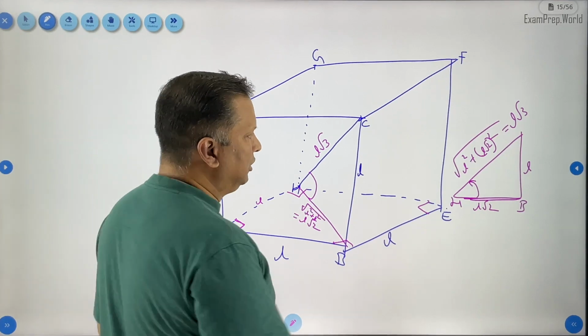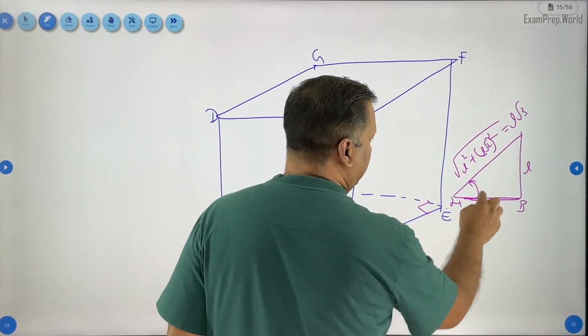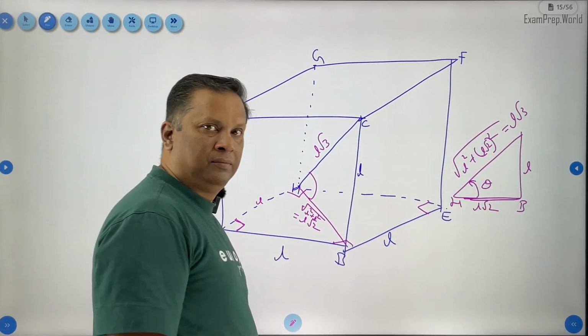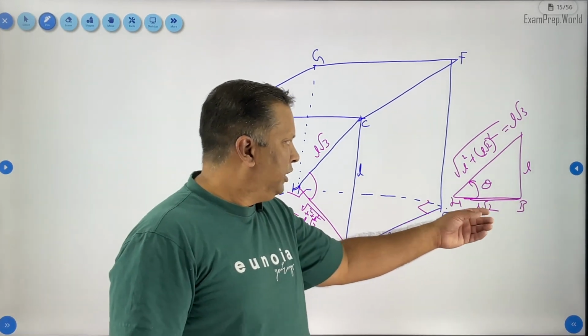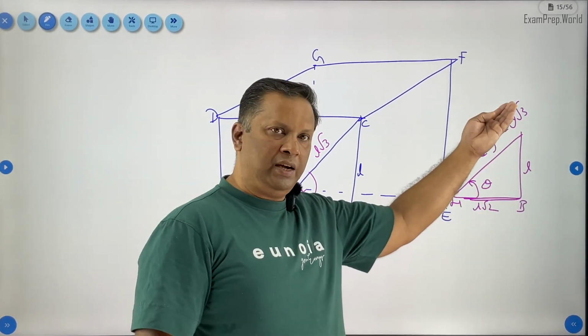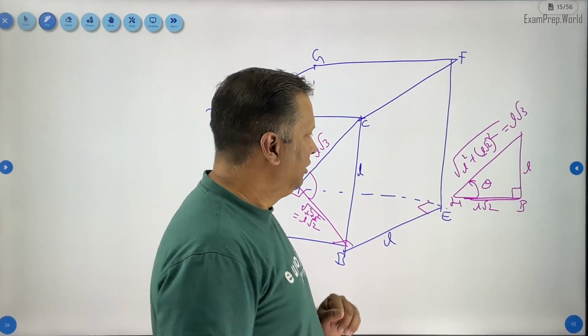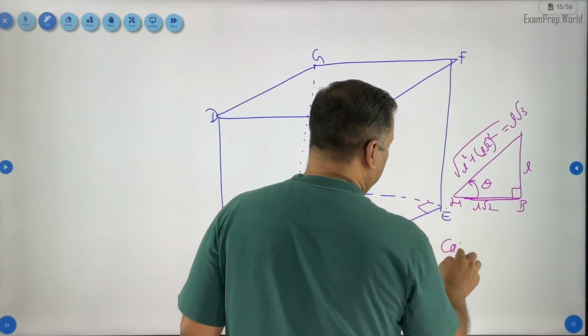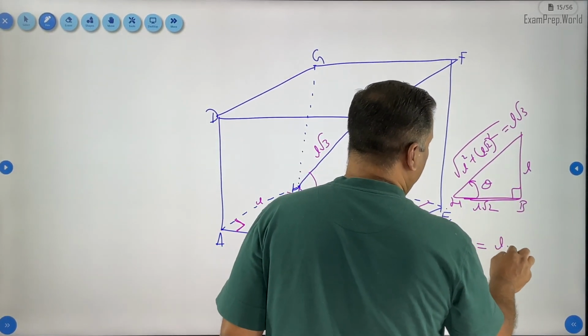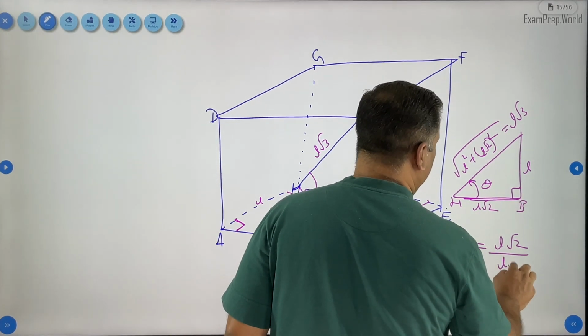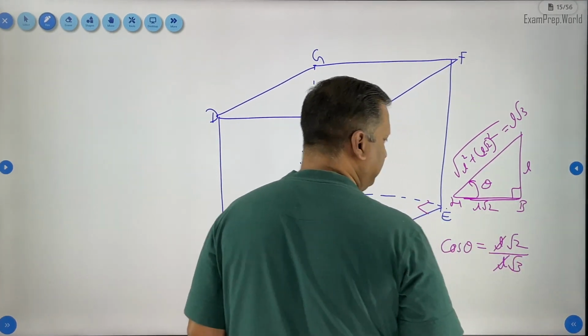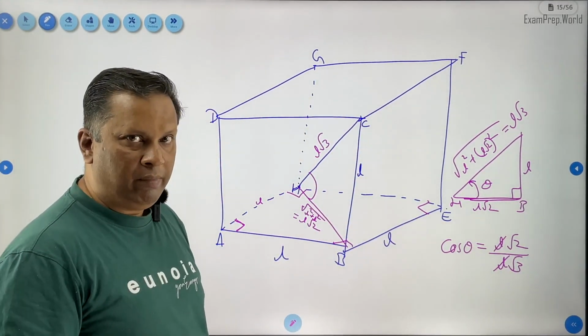So, we know this is L root 2, this is L root 3, and let this be theta. Now, what are the ratios? This is adjacent and this is the hypotenuse, because you have a 90 degrees here. So, what should we use? Cos theta equals L root 2 over L root 3. Cancel the L. Now, can you find theta by inversing it?